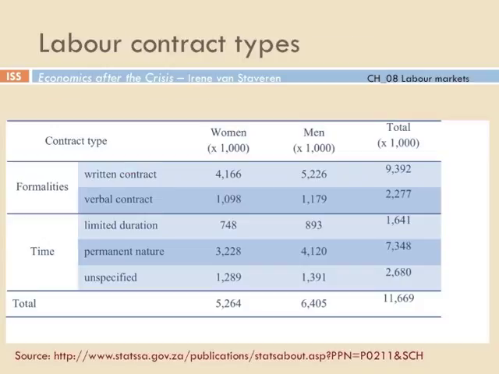This table shows you the types of labor contract that we currently see in the Republic of South Africa. The diagram distinguishes between the type of formality of a contract and the time duration of a contract. The columns distinguish between women and men.